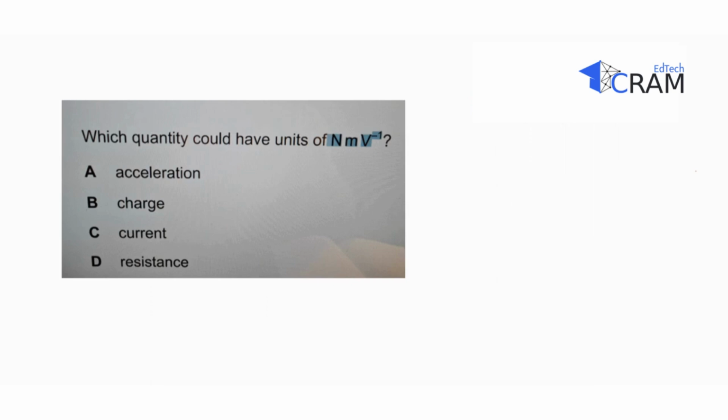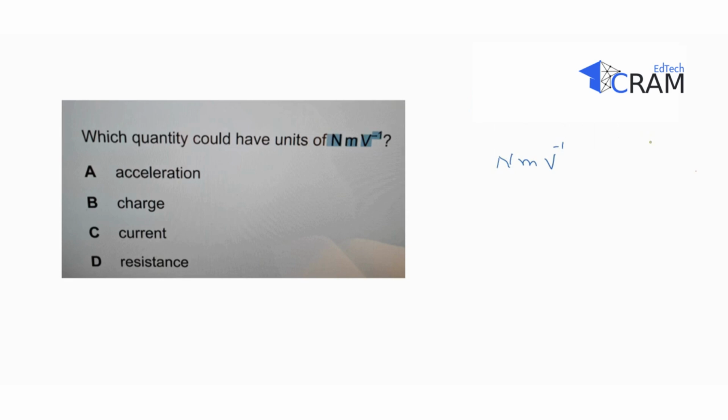This is one question. It is from physical quantities and base units. The question is that which quantity could have units of Newton meter per volt? Let's do the calculation for this. When we say Newton meter, so Newton meters per volt.